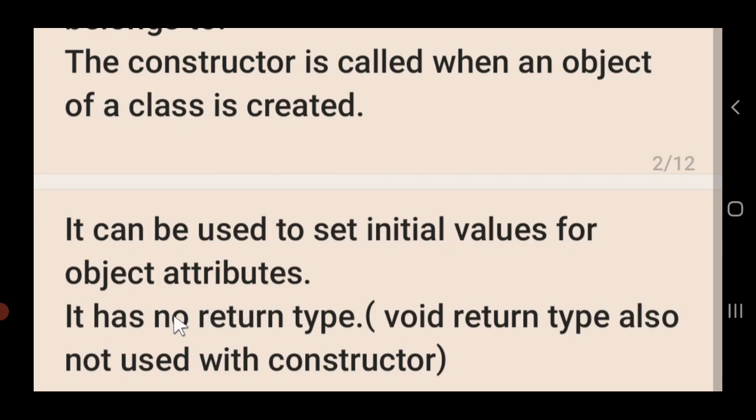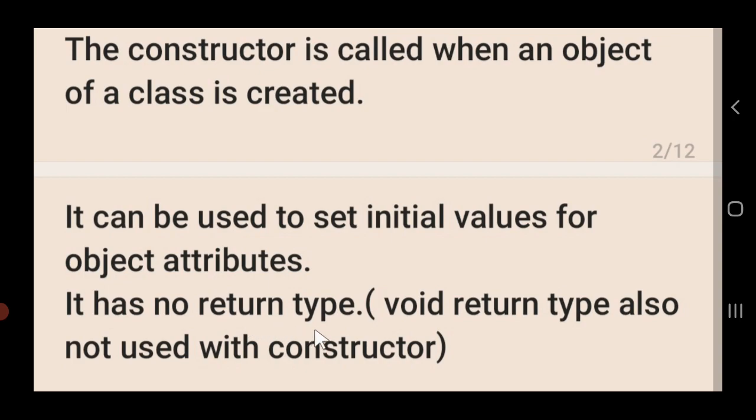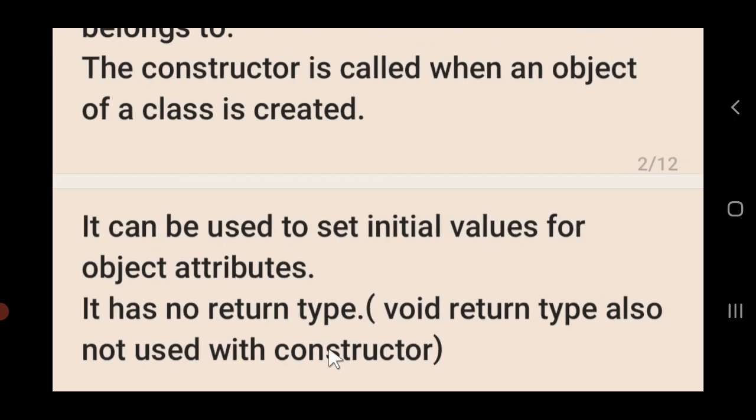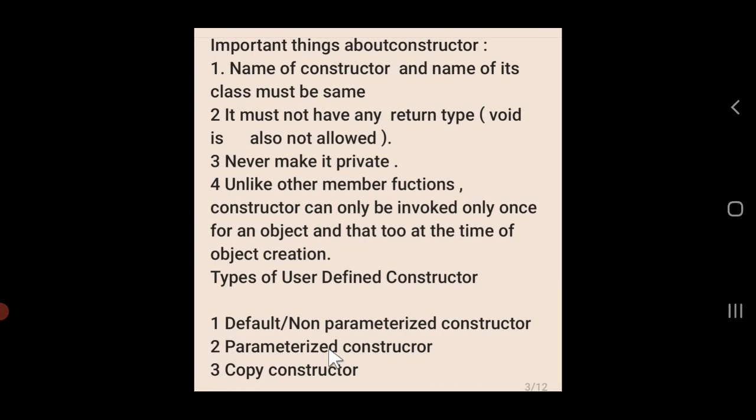And now the very, very important thing: it has no return type. It has no return type, not even void. That's why it is written here that the void return type is also not used with a constructor. All right. Now some important things. I'm repeating these points. The name of the constructor and the name of its class must be the same. It must not have any return type. Void is also not allowed.